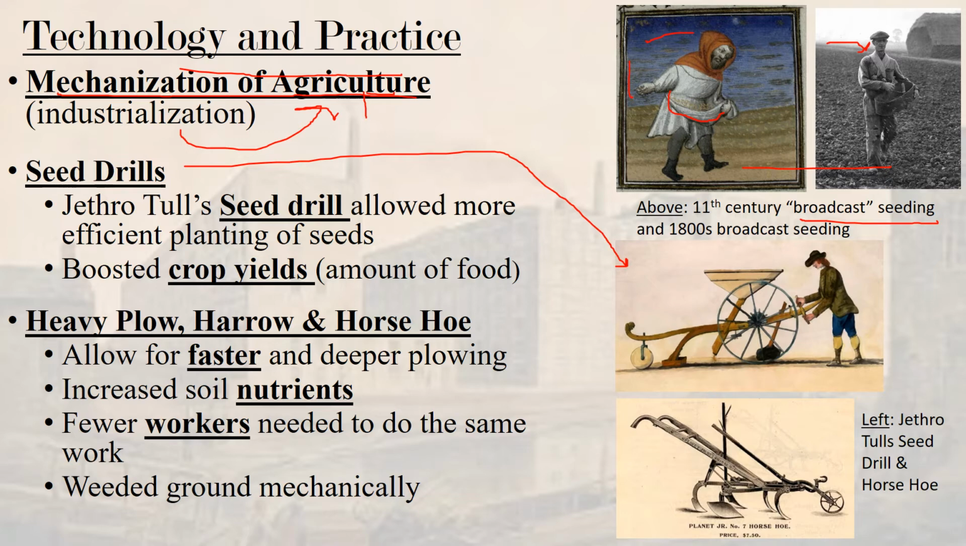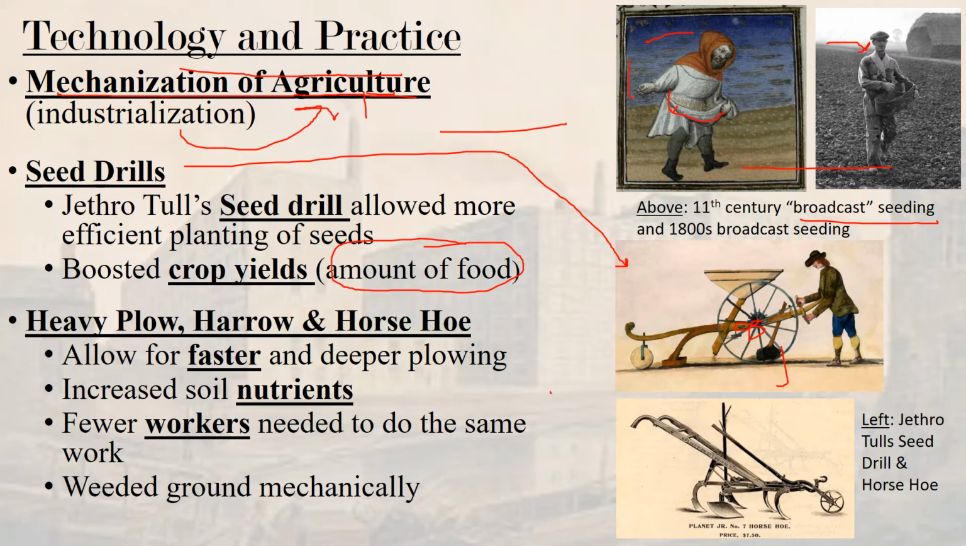So this seed drill was invented by a British landlord, and it poked little holes in the ground, placed a certain amount of seeds in there. It had a gear, so it did this every certain amount of inches, and then it had a little plow that would cover the seeds up. This is much more efficient, much more effective, and it boosted crop yields, or boosted the amount of food that was being produced substantially, and it led to less waste of these seeds.